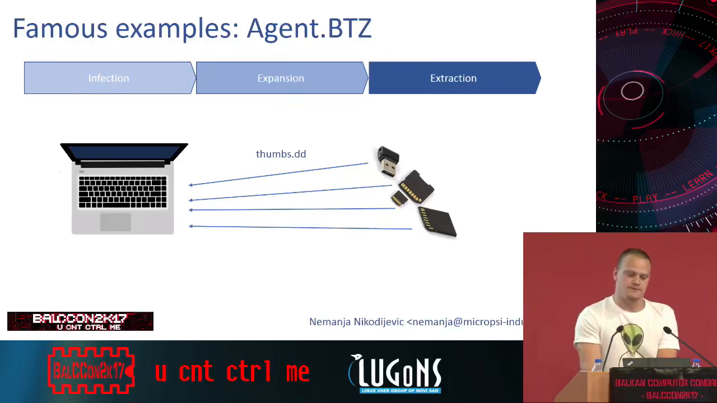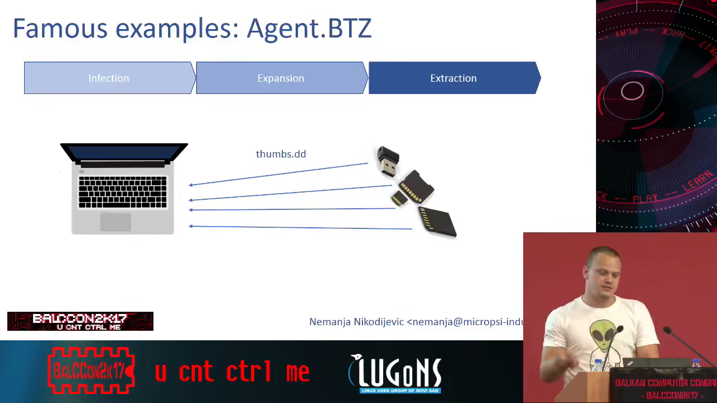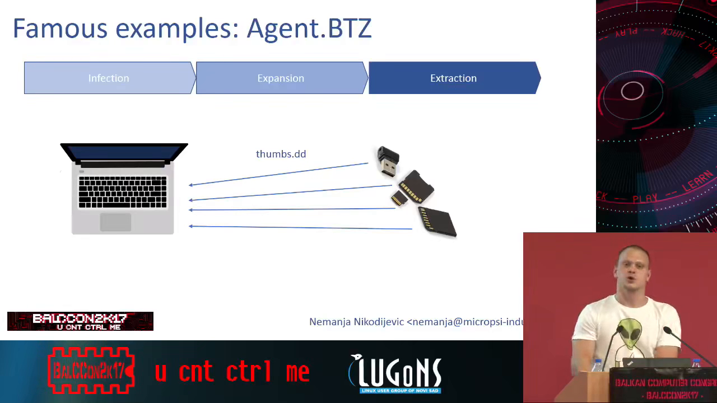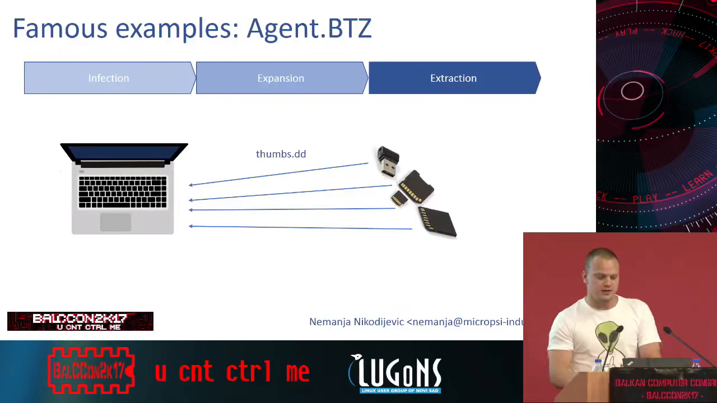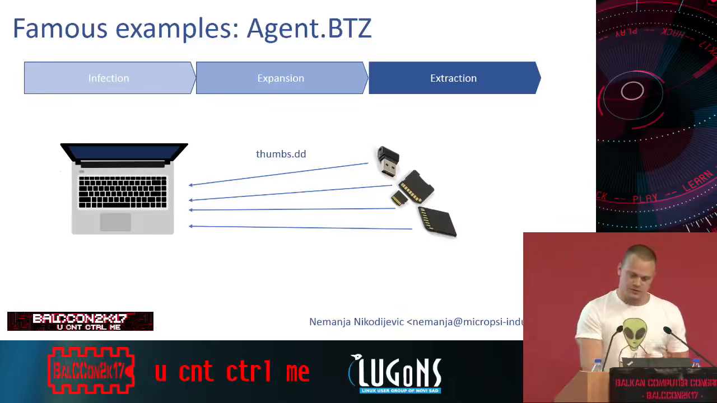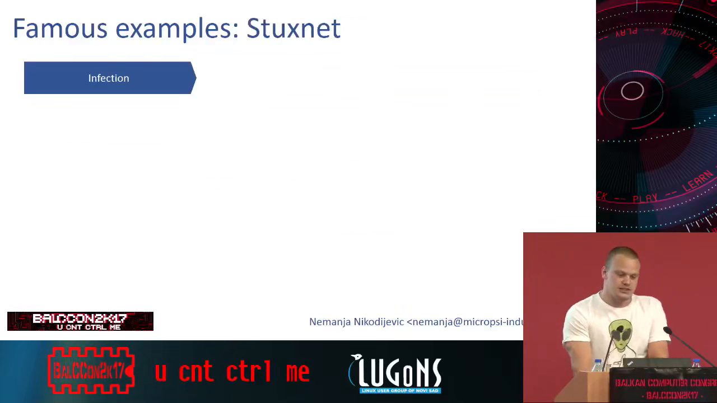And the data is extracted. You also know this file name, thumbs.db, the Windows image cache, the annoying file that pops up every time you plug a memory stick into a Windows computer. This malware would remove that file and instead create a thumbs.db that would collect the data from the infected machine and write it on the removable media that was already infected, and that way the data would be exfiltrated from that network.